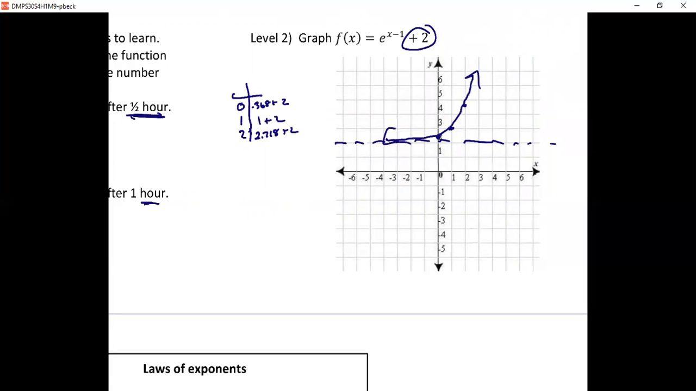Now, I knew those values off the top of my head because I'm a math teacher. I fully expect some students to actually plug in all of those values and see what happens. Make sure you know how to use your calculator to plug in those values.